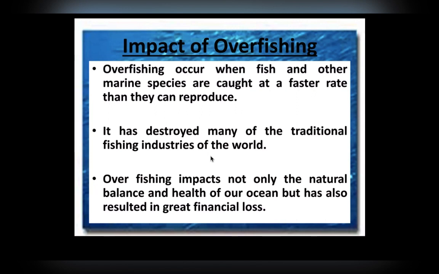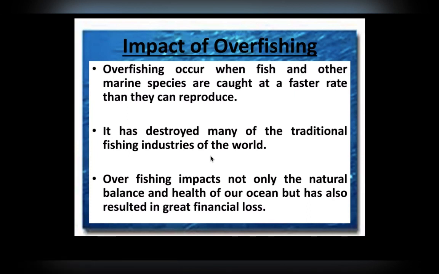If you look at your book, you see overfishing. The impact of overfishing: how does it affect aquatic organisms? When you overfish, there will be no balance in the ecosystem. Overfishing occurs when fish and other marine species are caught at a faster rate than they can reproduce.